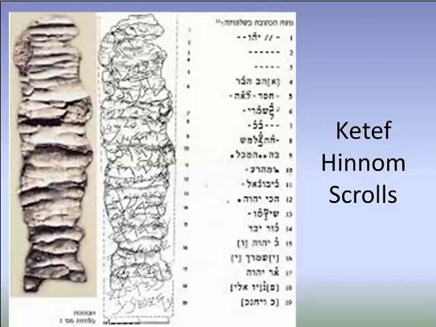Here's just one example, pretty recently discovered, the Ketef Hinnom scrolls. Now this is interesting because it comes out of that famous Aaronic blessing in Numbers chapter 6. I'll sing it. We used to sing it to my kids growing up. "The Lord bless you and keep you. The Lord make his face shine upon you and give you peace." It comes out of Numbers chapter 6, verses 24 through 26.